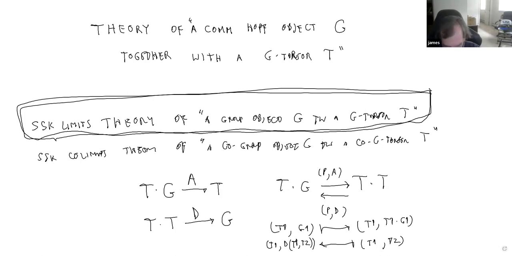This is the part where having the finite piece of paper is annoying. I have to go to a new page here. So what have we got here? We've got T squared, and we have G acting on T squared by what?